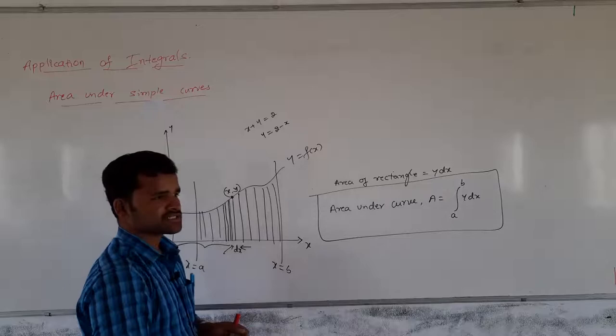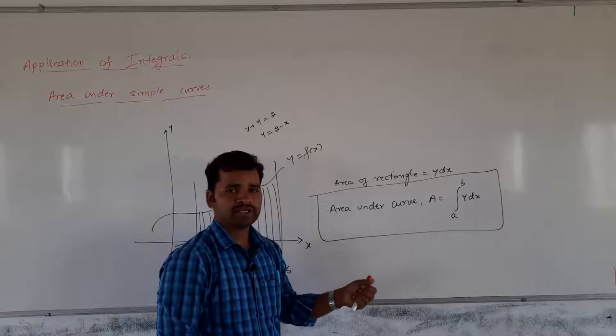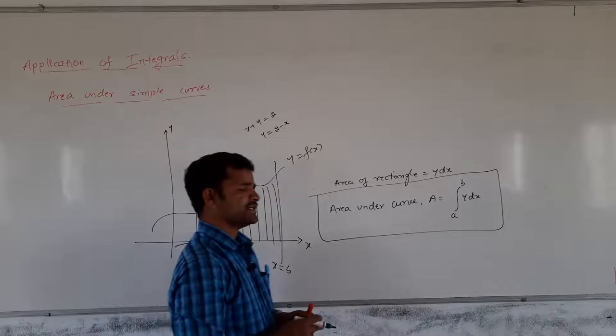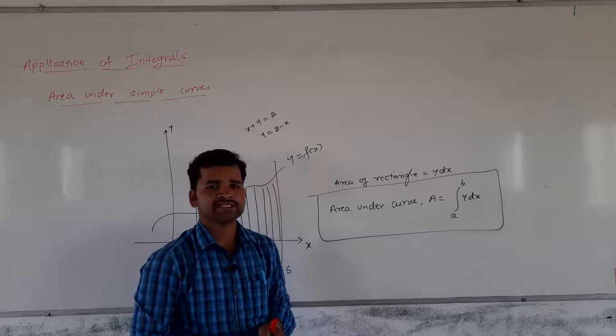In the next concept, while taking this area in another way with respect to horizontal strips, I will tell you. These are the vertical strips, dx in the sense a very small area, a very small part, we are integrating with respect to x. What are a and b? A, I told you, in the case of definite integrals, is the lower limit of the integral. B is the upper limit of the integral.